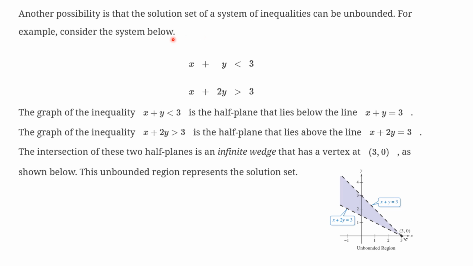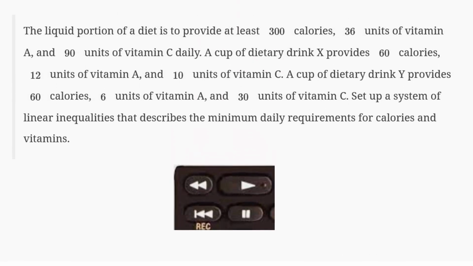Another possibility is that the solution set of a set of inequalities could be unbounded. For example, if we have x plus y less than 3 and x plus 2y greater than 3, you see we get this region. It becomes unbounded because there is no boundary on here as we go up, even though there are boundaries here. The intersection of these two half-planes is an infinite wedge. There is a vertex, but the unbounded region could represent the feasible region or the solution set of those two inequalities.